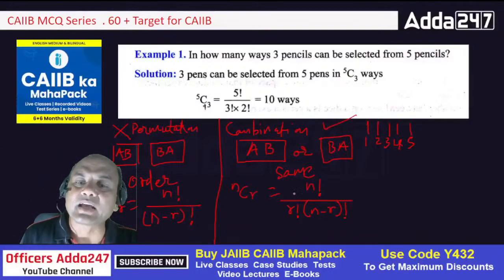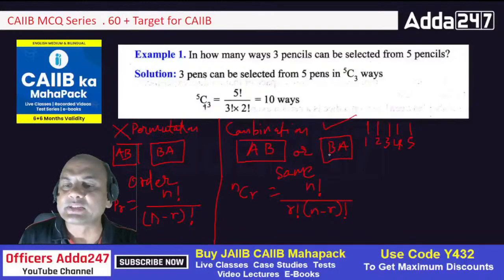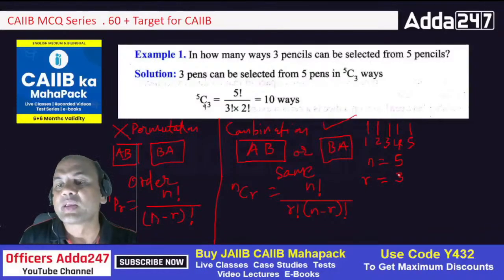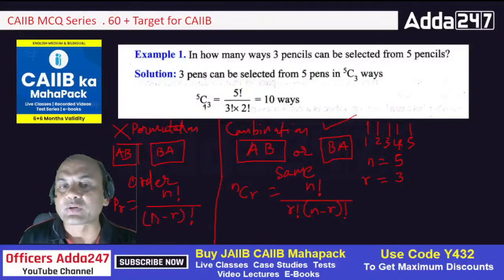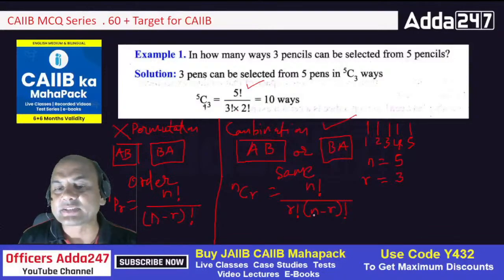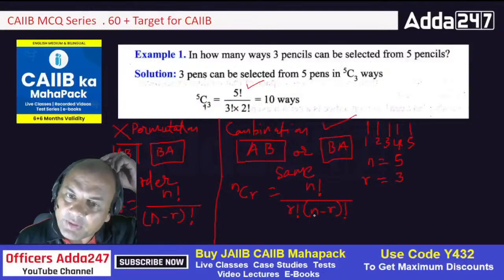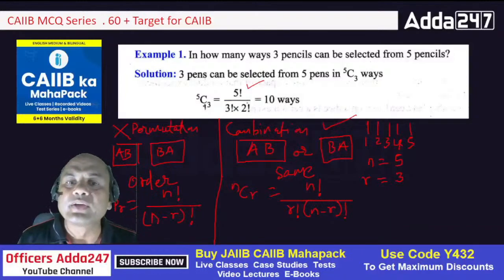Combination means NCR. What is N? N means the total number of pencils, which equals 5. What is R? R is required. What am I requiring? 3 pencils. So R equals 3. So what will I get? 5C3. So what is 5C3? N factorial means 5 factorial, upon R factorial, R means 3 factorial, into N minus R. N minus R means 5 minus 3, which is 2 factorial.